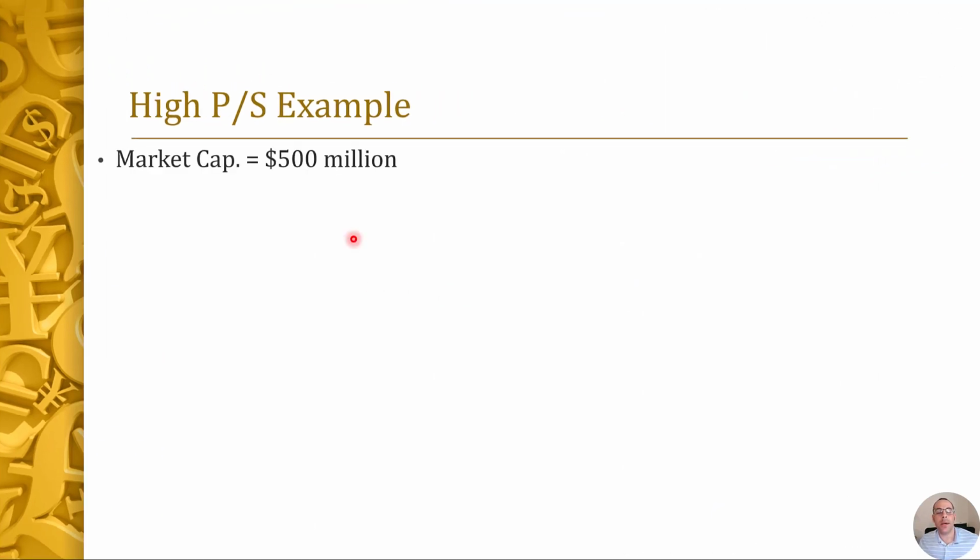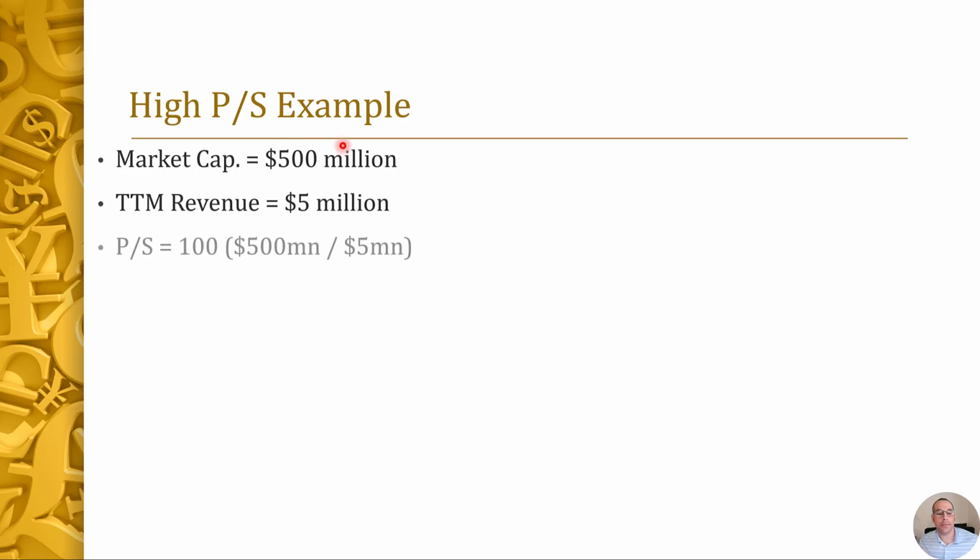Say the company we're looking at has a $500 million market cap, and their trailing 12-month revenue is $5 million. So that's a really small amount of revenue for a $500 million company. So their price to sales is really high, which indicates it's really overvalued. It's 100, 500 million over 5. Why would anybody invest in this company if it's so overvalued?